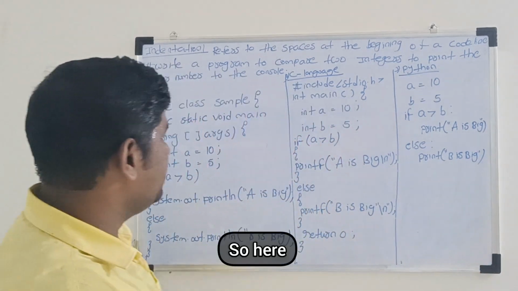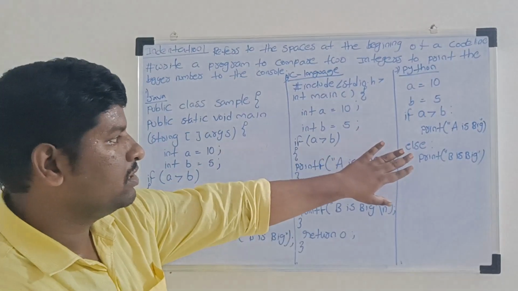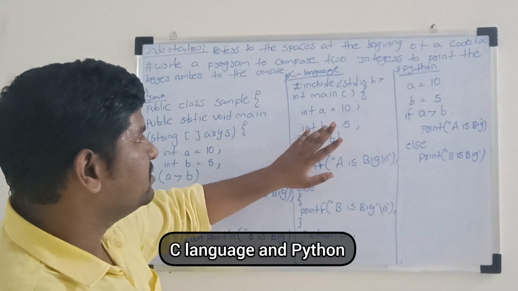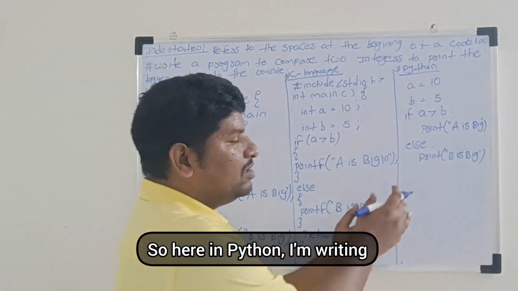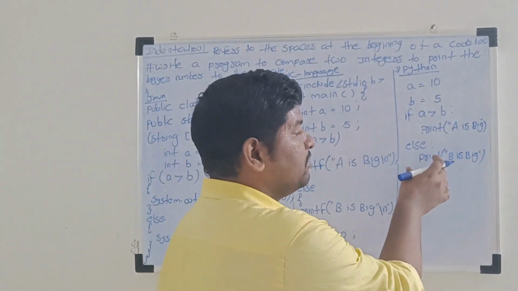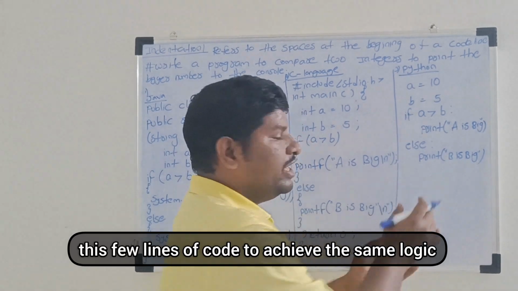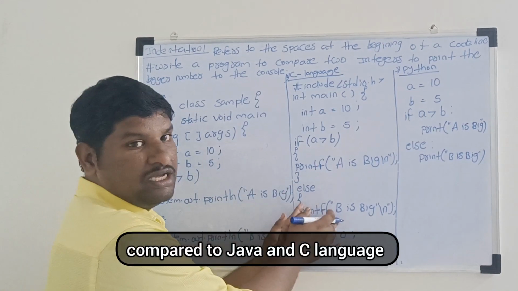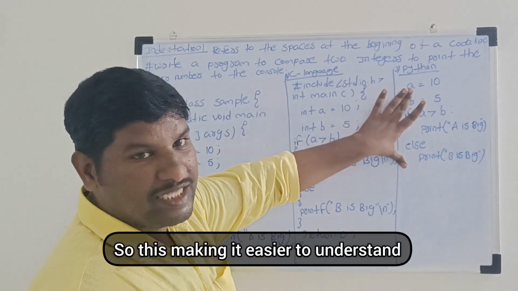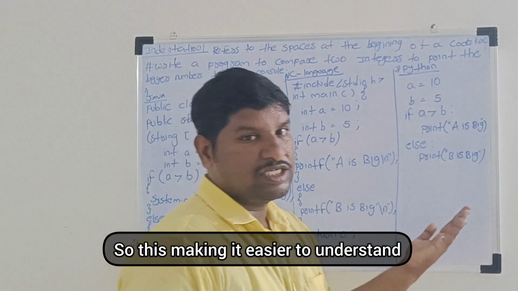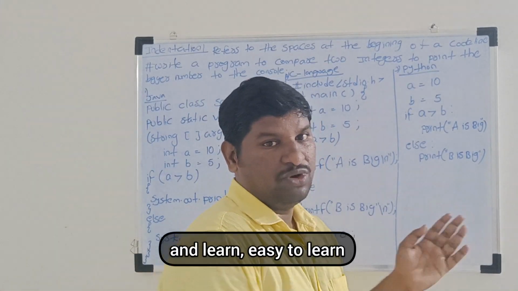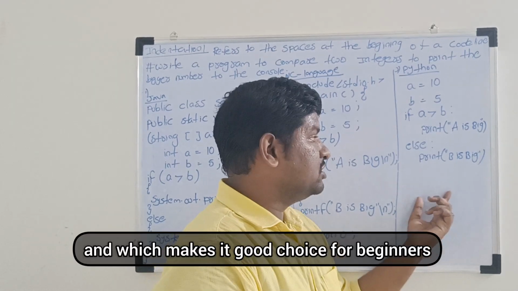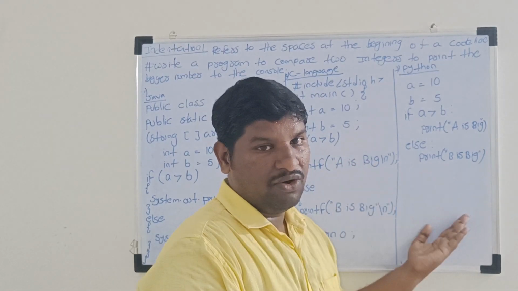So here, as you observe, comparing these three languages, Java, C language, and Python, in Python I am writing fewer lines of code to achieve the same logic compared to Java and C language. This makes it easier to understand and learn Python, and makes it a good choice for beginners.